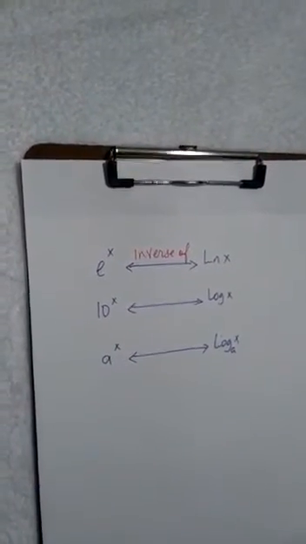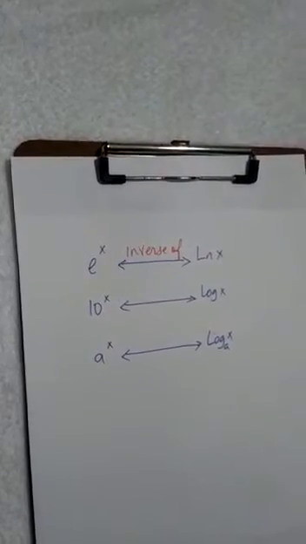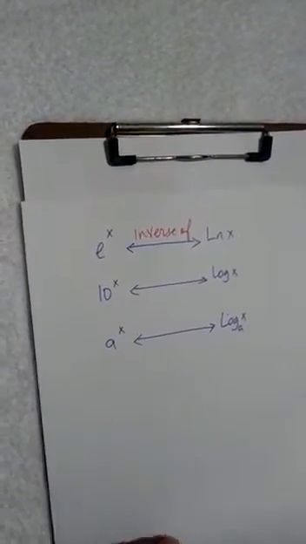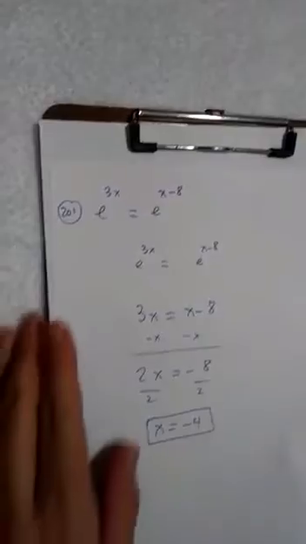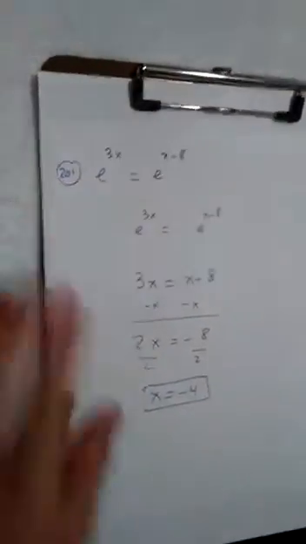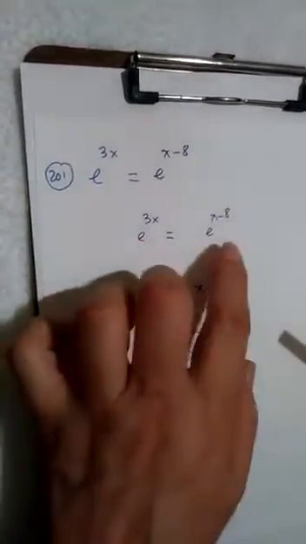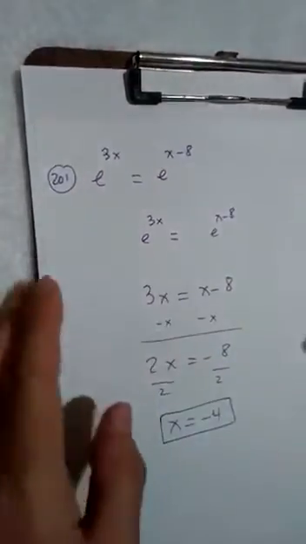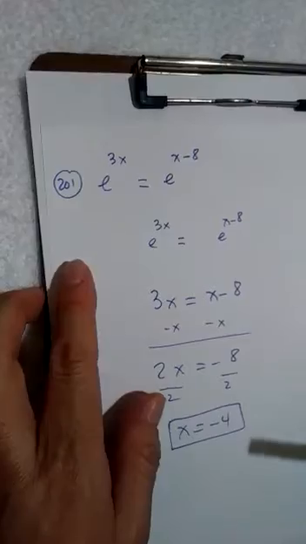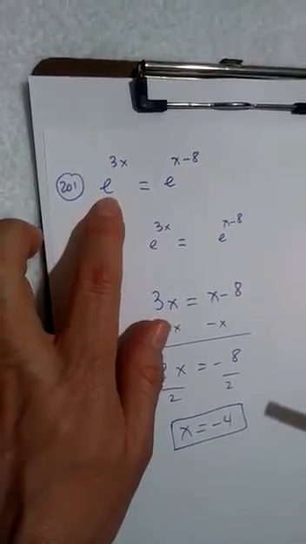So we're going to do a few examples. The first example we're going to do is this one. Solve e to the power 3x equals e to the power x minus 8. I'm going to rewrite it here. This is an exponential equation with e.